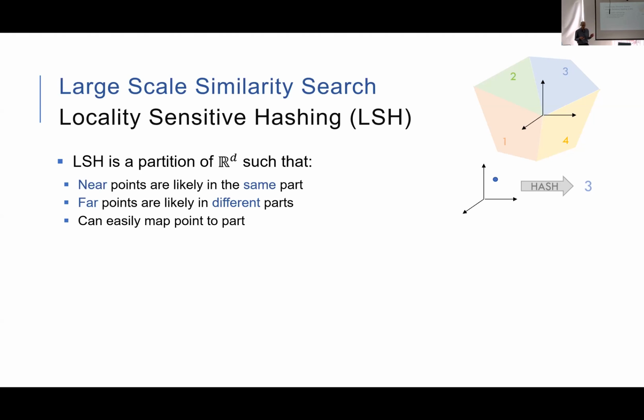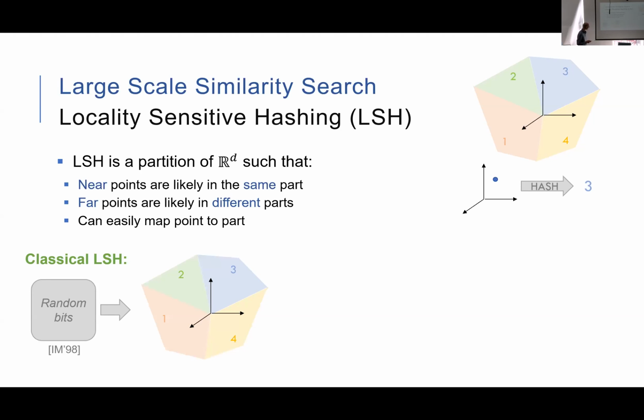The reason it's called hashing is because we also require a fast mechanism to take a point and quickly map it to the part of the partition that contains it. So if I get my query point, I can quickly map it to the part that contains it and look for similar points only in that part. This is why it's useful for similarity search.